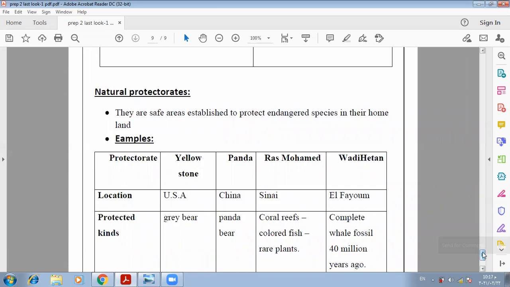As for other protectorates in the world, we have two examples: Yellowstone, located in the USA, United States of America. It protects the gray bear. And the Panda protectorate is found in China, which protects the panda bear.